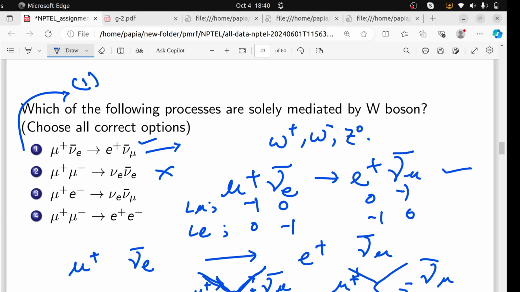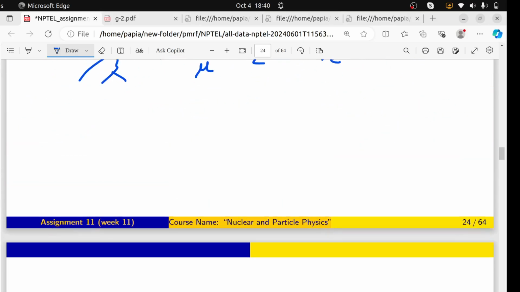Now come to mu plus, E minus, mu bar. You can check that all the things are conserved here: lepton number, charge, baryon number, all the things are conserved here. Okay, so this is going to happen. But through which interaction, that we have to check. Obviously, neutrino is present, that means W plus, W minus, and Z0 can be the mediator. Now see which one will be the mediator.